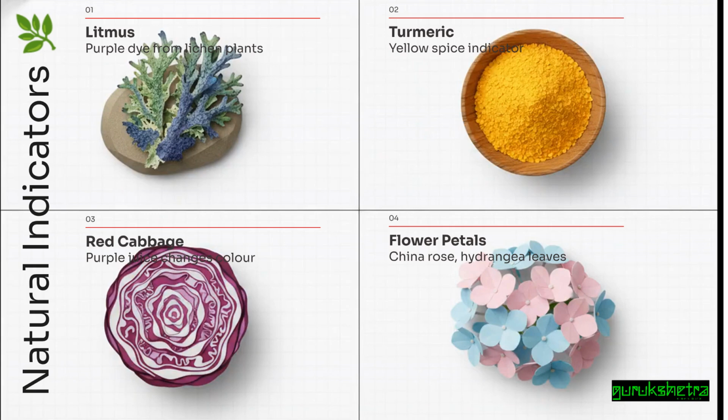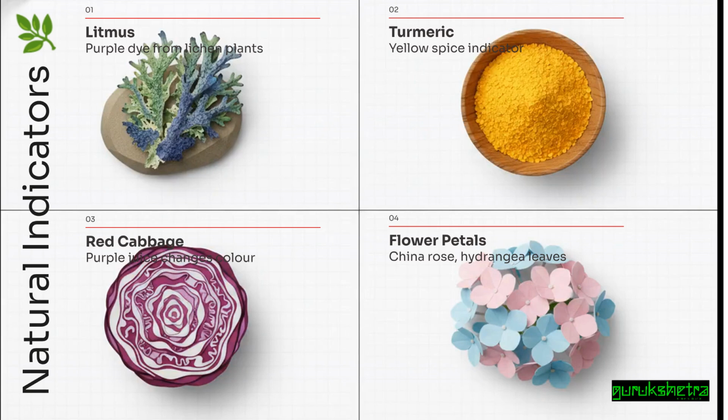First up is Litmus, which is actually a purple dye extracted from lichen plants. Second is turmeric. Yep, that bright yellow spice you probably have sitting in your pantry right now. Third, red cabbage, which gives us this amazing purple juice that changes color. And finally, flower petals, specifically from plants like the China rose or hydrangea leaves.